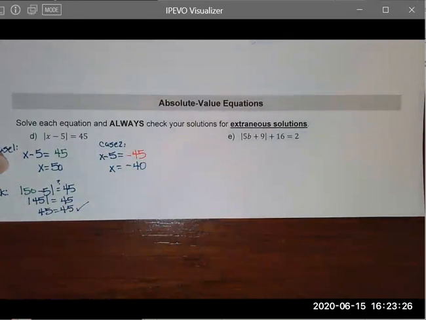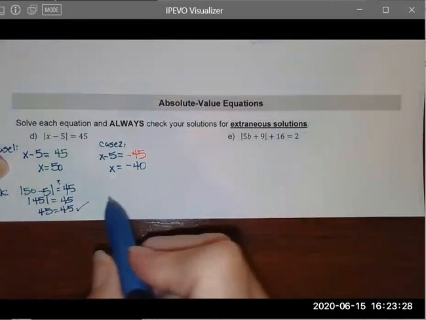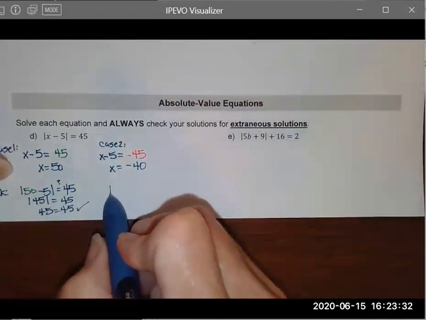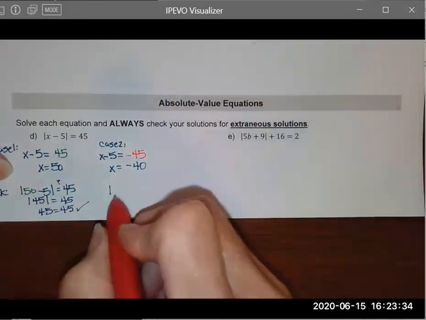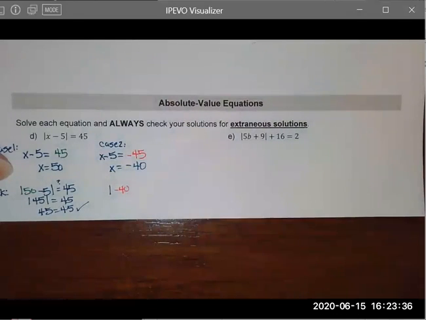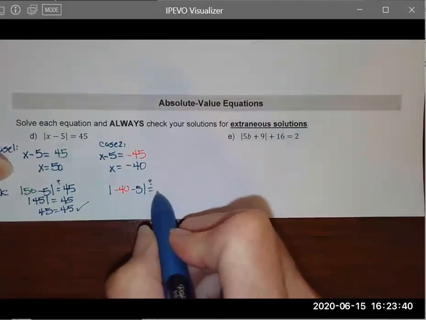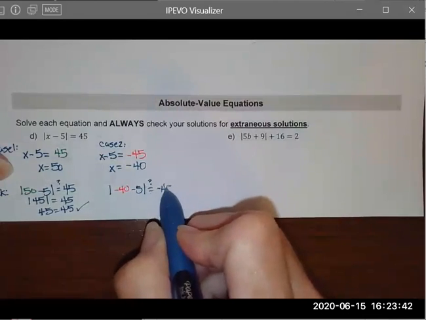That solution is verified. I'm going to check the next case, and in this particular case, we looked at -40. And then I'm going to subtract 5 from that. And I'm asking myself, is that equal to a -45?